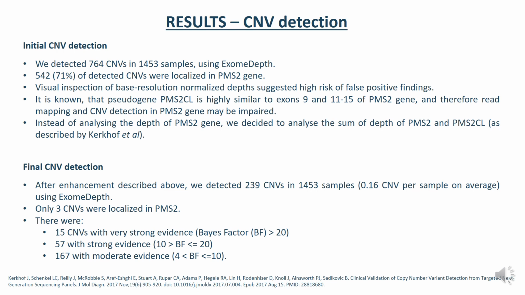Therefore, we decided that instead of analyzing the depth of the PMS2 gene, we would analyze the sum of depth of PMS2 and PMS2CL, and this solution was already described in the paper of Kerkhof. After this enhancement, we detected above 200 CNVs in our sample cohort. It was on average 0.16 CNVs per sample.